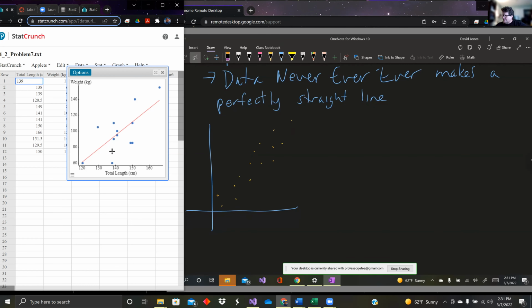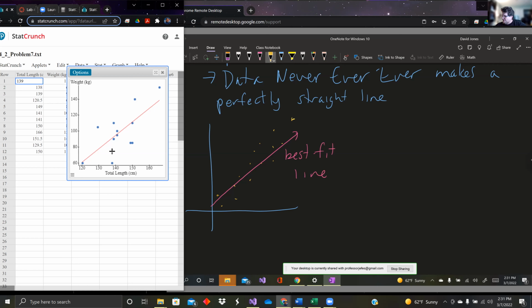So I've got this red line. I'll draw that on there. This is called the, totally not what I wanted. There we go. Let's get it red. It's called the best fit line. We'll talk about that more in a little bit.